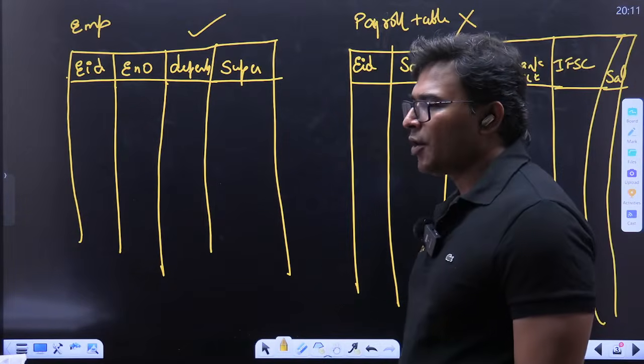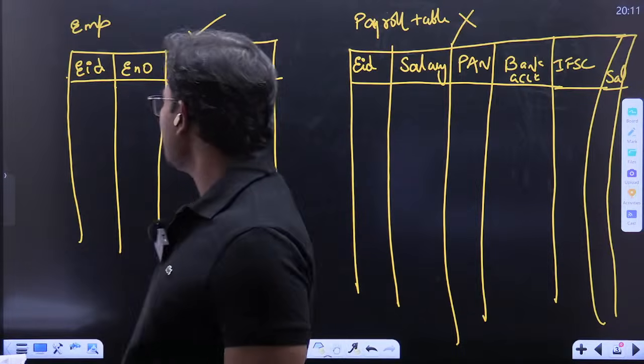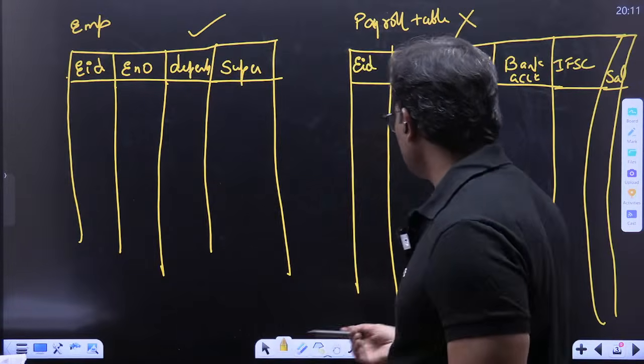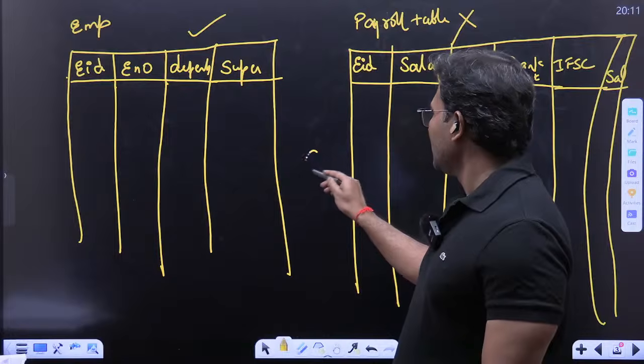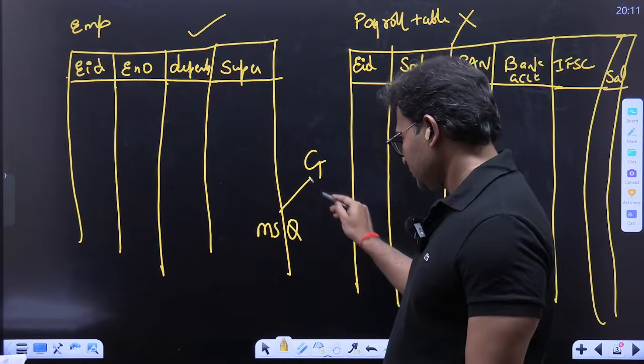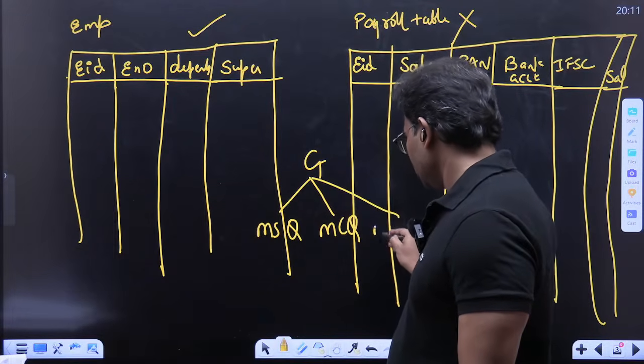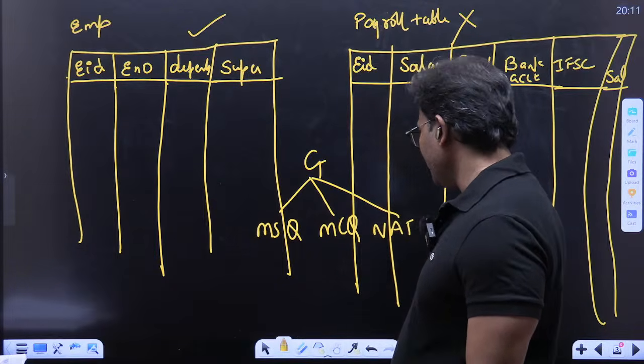You don't see the options, you have to type the answer. MSQ means multi-select questions. I think you know this, right? So if you take any GATE question, it can be of three types. One is MSQ, another is MCQ, and the other is NAT, numerical answer type.